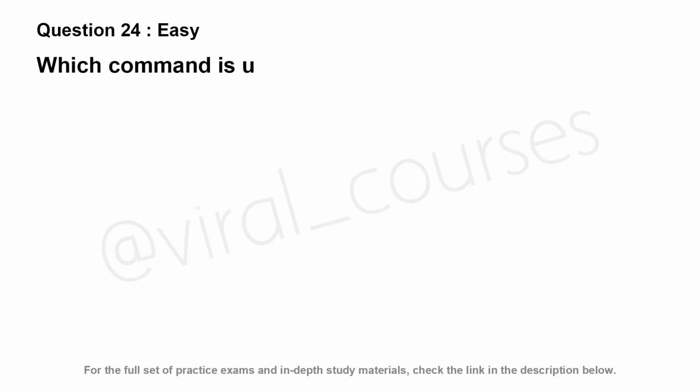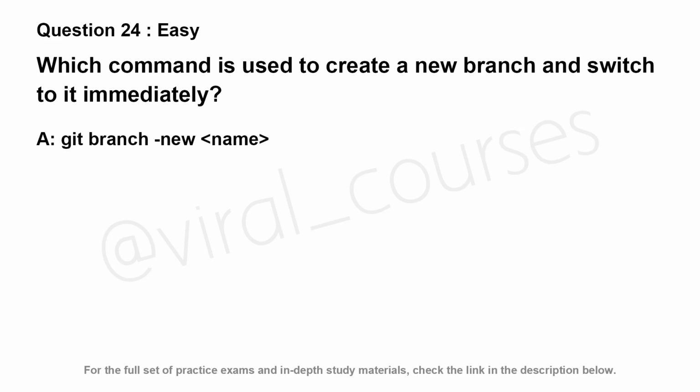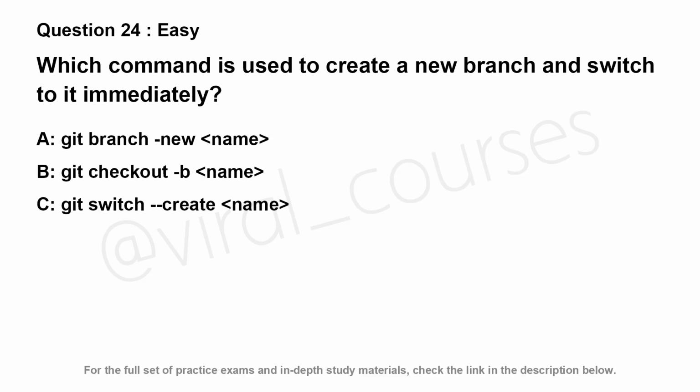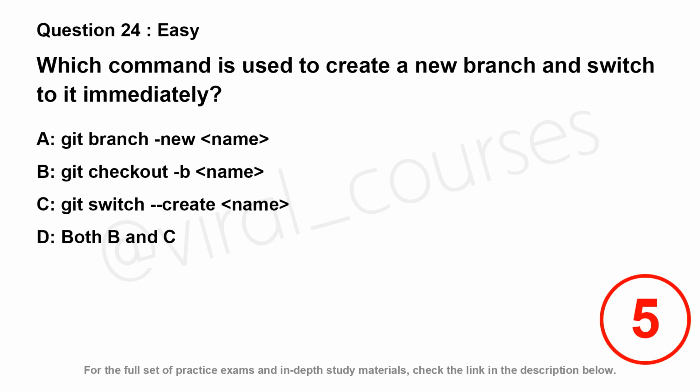Which command is used to create a new branch and switch to it immediately? Option A. git branch new <name>. Option B. git checkout -b <name>. Option C. git switch --create <name>. Option D. Both B and C.